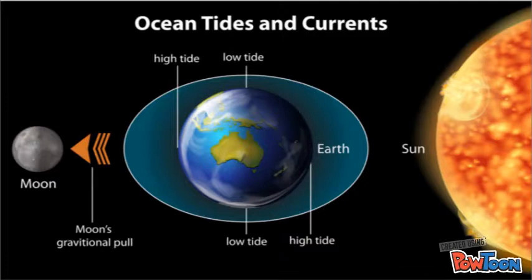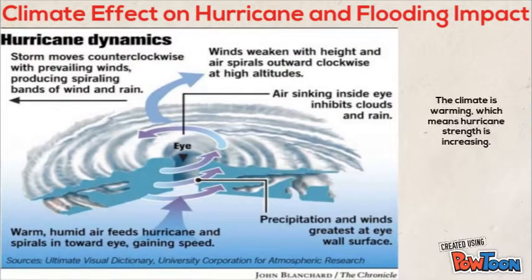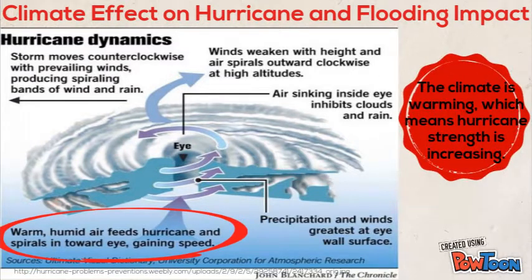As you can see, when the sun, moon, and earth are in line, the moon's gravitational pull creates a higher tide. Hurricanes depend on warm, humid air to feed them, and because the ocean has warmed 1.53 degrees Fahrenheit from 1880 to 2012, we are seeing an increase in the magnitude of hurricanes.